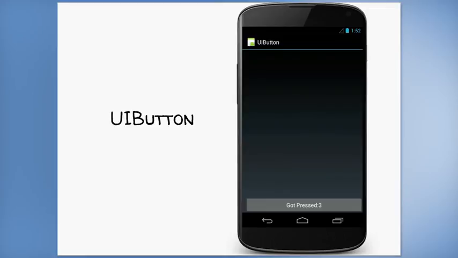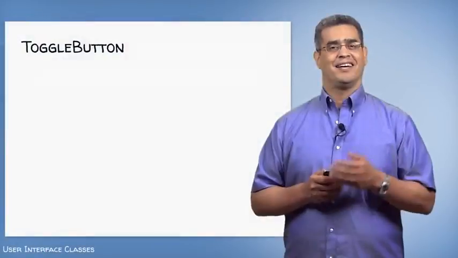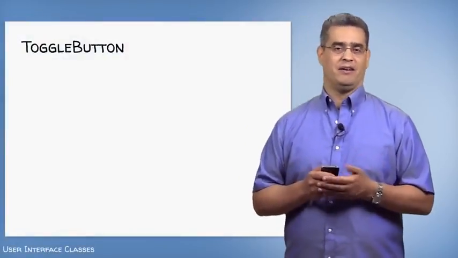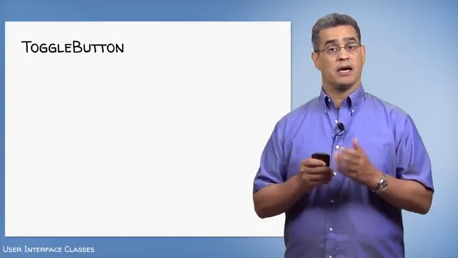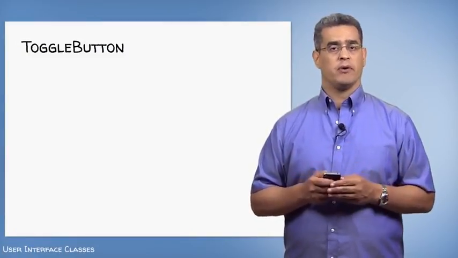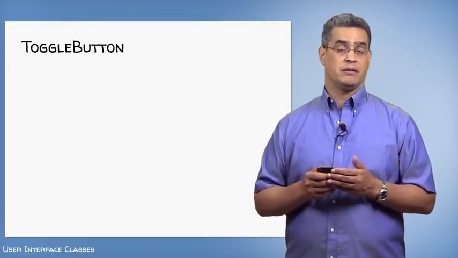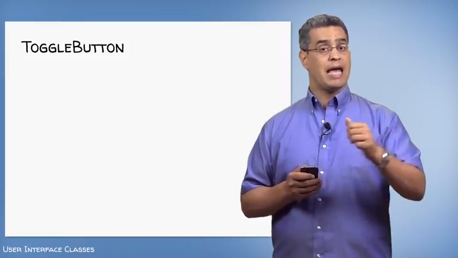Let's look at some more built-in views, and then I'll stop and give you some time to look at the code for each of the sample applications. The next view is called a toggle button. A toggle button is another kind of button. However, it also has the extra property that when you press it, it stays pressed. And it stays pressed until you press it again.